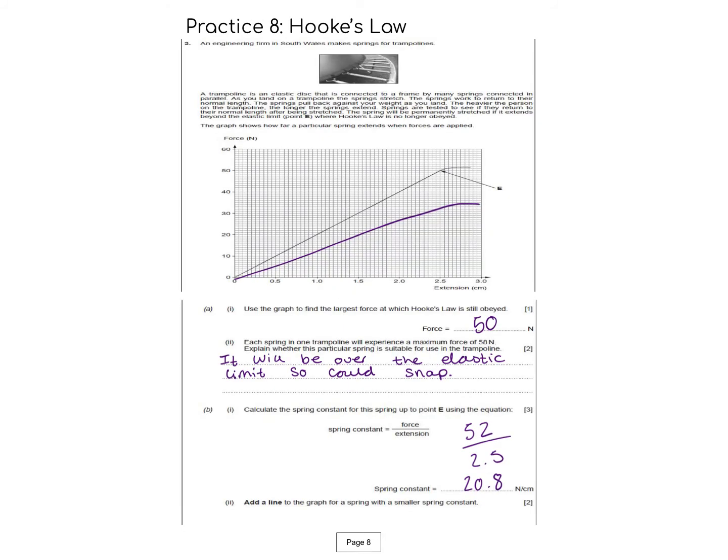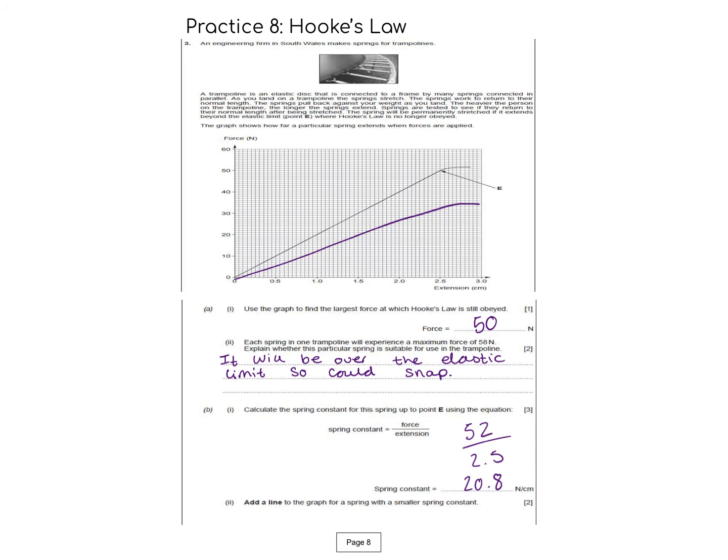Use the graph to explain the largest force at which Hooke's law is obeyed. So it's before it kind of bends over, so that's going to be at about 50 newtons. Explain each spring in the trampoline would experience a maximum of 58. Explain whether this particular spring is suitable. No, it'll be over the elastic limit, so it would start to snap.